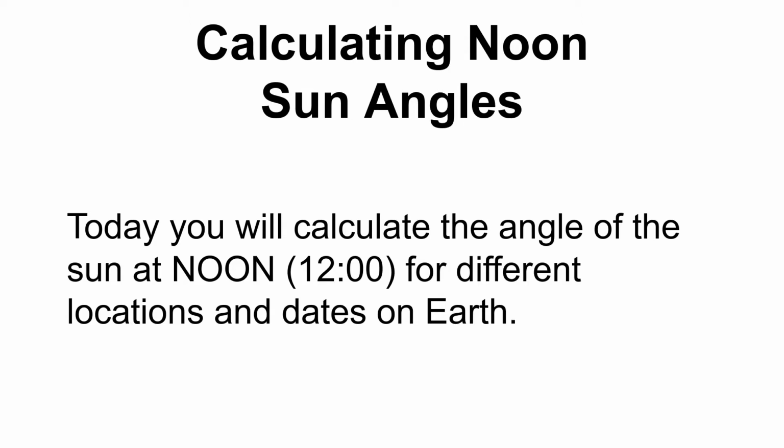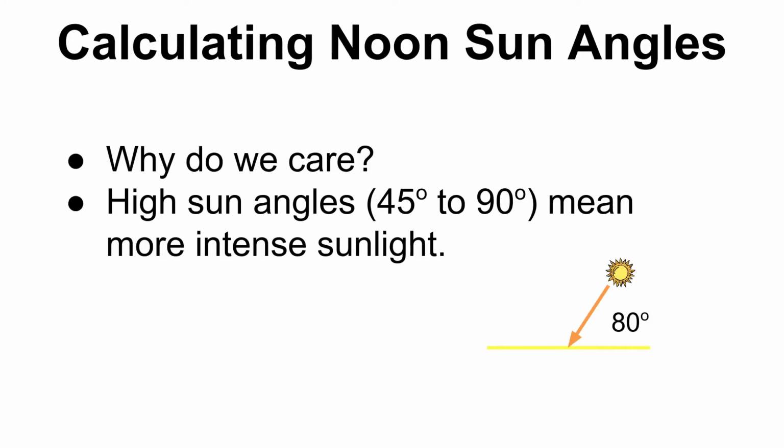So this next part involves a lot of math. This is calculating noon sun angles. Today you're going to calculate the angle of the sun at noon for different locations and dates on Earth. Why do we care? High sun angles mean more intense sunlight. More energy is received at the surface if the sun is hitting the surface at a more vertical angle.